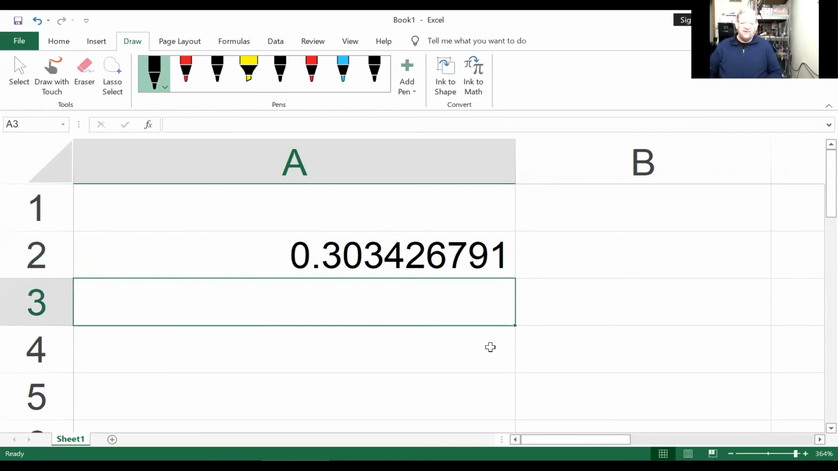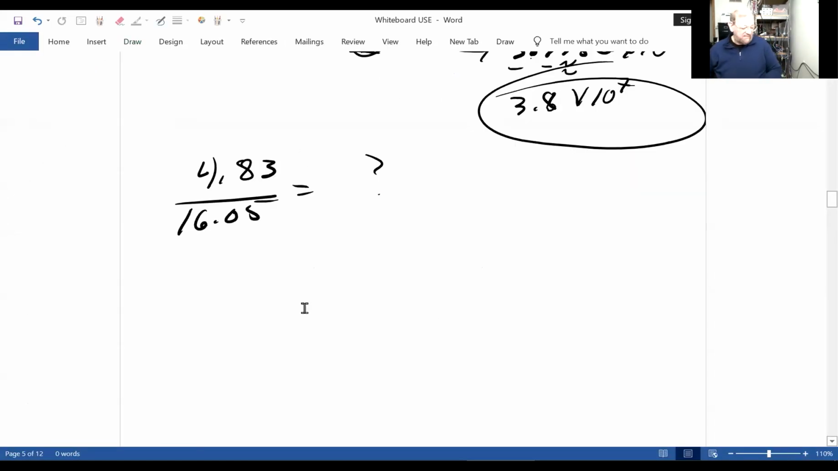And here's what my calculator gives me. If we come back here, what the calculator gave me was this. That's a lot of significant figures: 1, 2, 3, 4, 5, 6, 7, 8. But what would be the right answer?